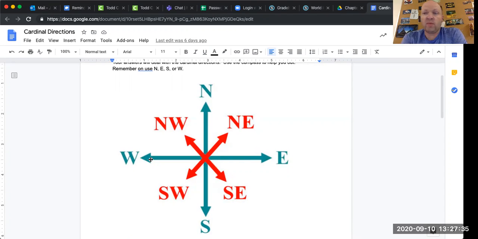And it doesn't matter what type of map. It could be a map of the world. It could be a map of Mission, South Dakota. It could be a map of Disneyland. Those four directions, you travel on that map, that's the way you're going.